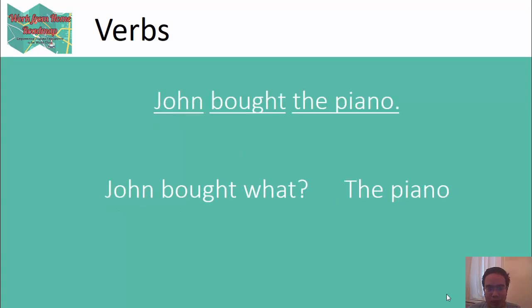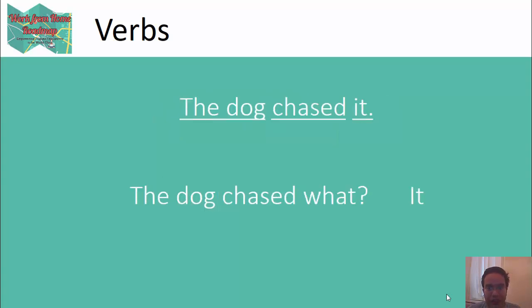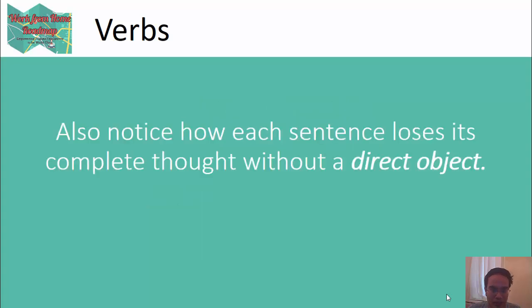John bought the piano. John bought what? The piano. John is the subject, bought is the transitive verb, and the piano is the direct object. The dog chased it. The dog chased what? It. The dog is the subject, chased is the transitive verb, and it is the direct object.